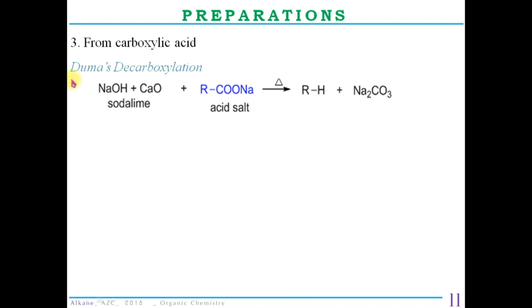Next method, from the carboxylic acid we can get alkane. Here is the first reaction, that is Dumas decarboxylation, where carboxylic acid salt is treated with soda lime, that is sodium hydroxide plus calcium oxide. Upon heating, this salt is converted into alkane.